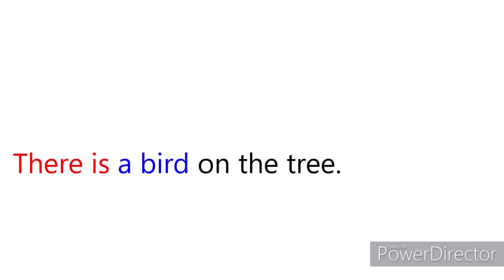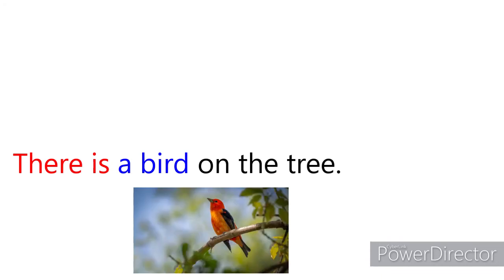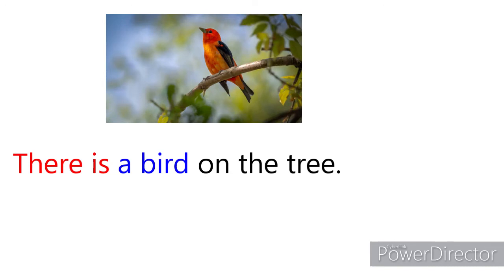There is a bird on the tree. A bird, one bird, not many birds, one bird on the tree. That's why we use there is a bird. And you see we use the article a, which means one. A bird, one bird. طائر واحد. يوجد طائر واحد فوق الشجرة. لهذا السبب استعملنا there is.